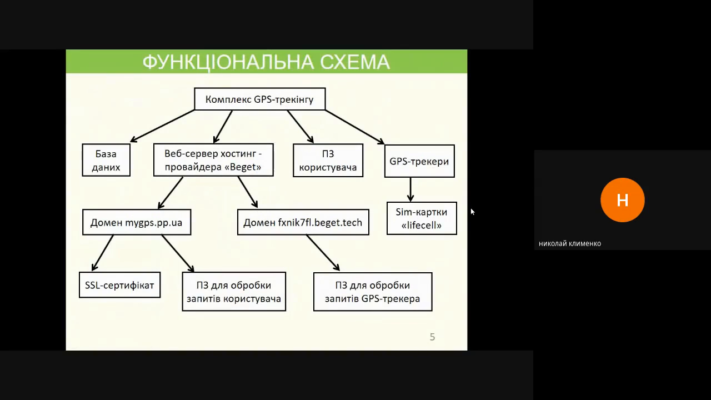На основі аналізу засобів GPS-трекінгу розроблено функціональну схему даного комплексу. До складу комплексу входять база даних, веб-сервер, програмне забезпечення користувача та GPS-трекери. На веб-сервері розміщено два домени. Перший домен призначений для обробки запитів користувача, другий домен використовується для прийому координат від GPS-трекера. GPS-трекери розроблено двох типів. Перший тип трекерів передає координати свого положення через кожні 15 секунд. Другий тип трекерів передає координати свого положення через кожні 5 хвилин і далі входить у режим сну, який призначений для економії заряду акумулятора.